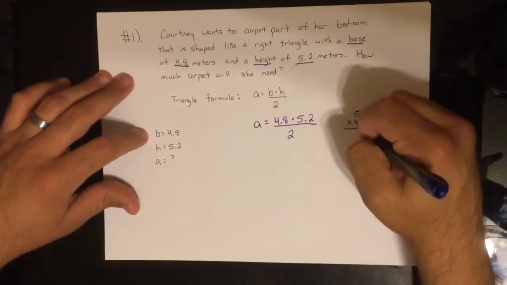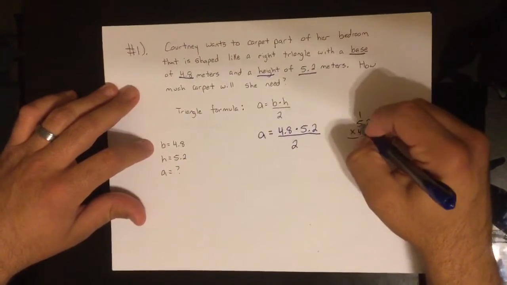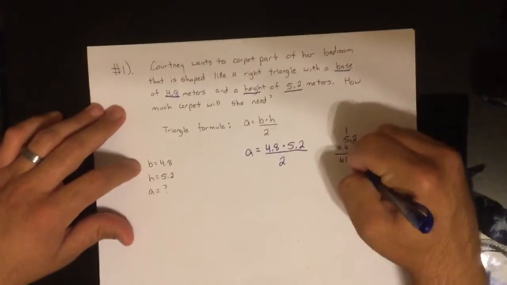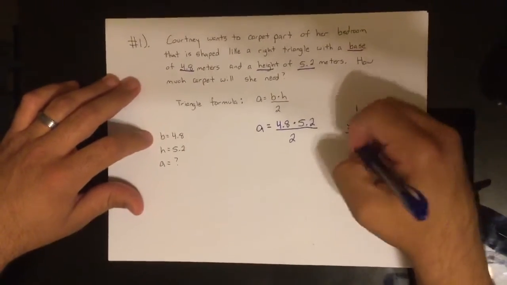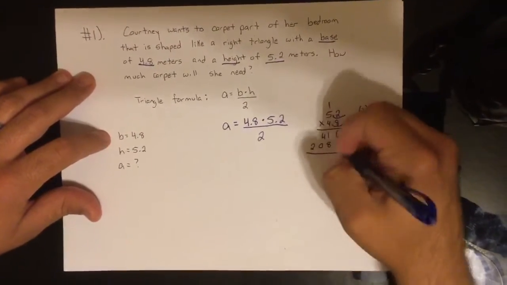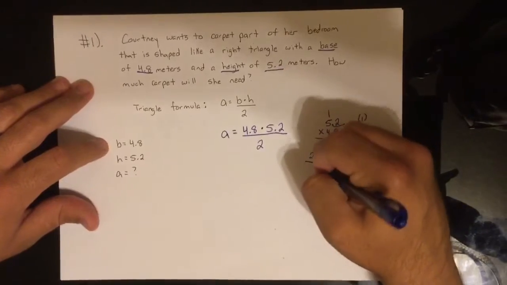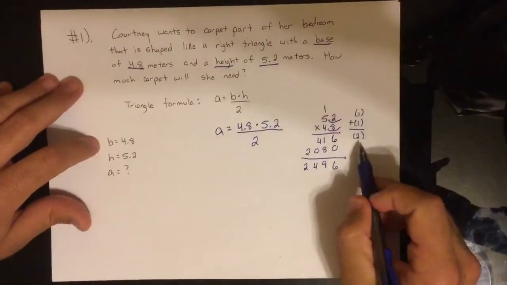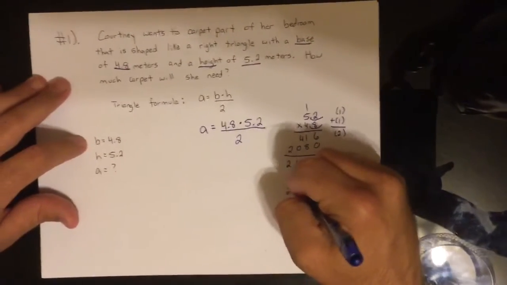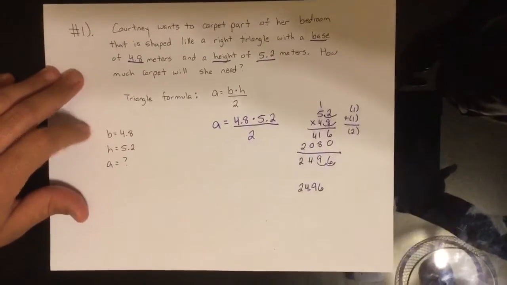8 times 2 is 16. 8 times 5 is 40, plus 1 is 41. Second row, add a 0. 4 times 2 is 8. 4 times 5 is 20. Add straight down. But I have to move my decimal back 2 places. 1, 2. You get 24.96.